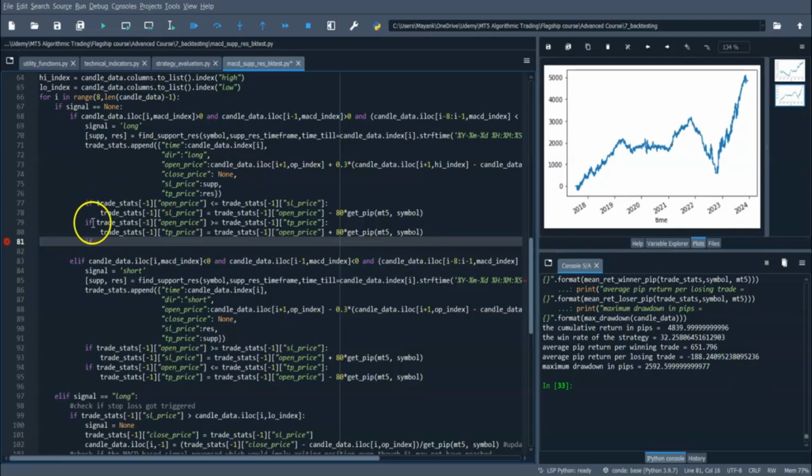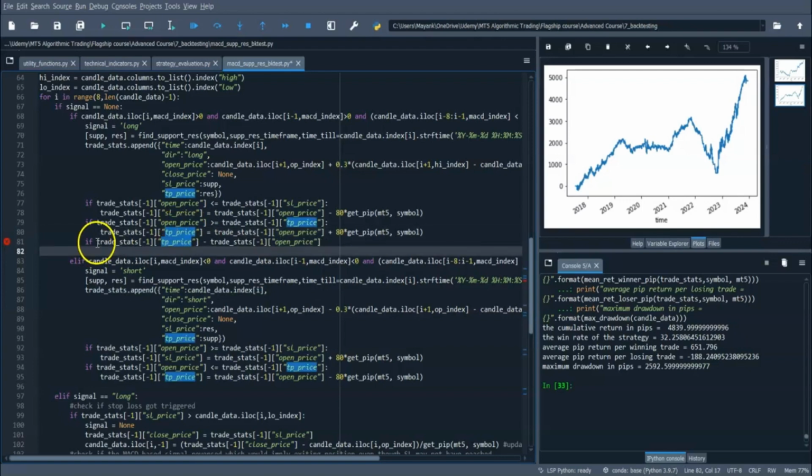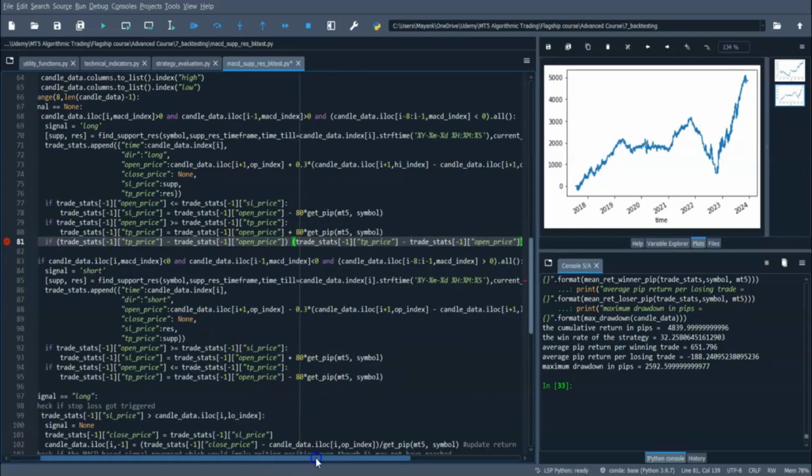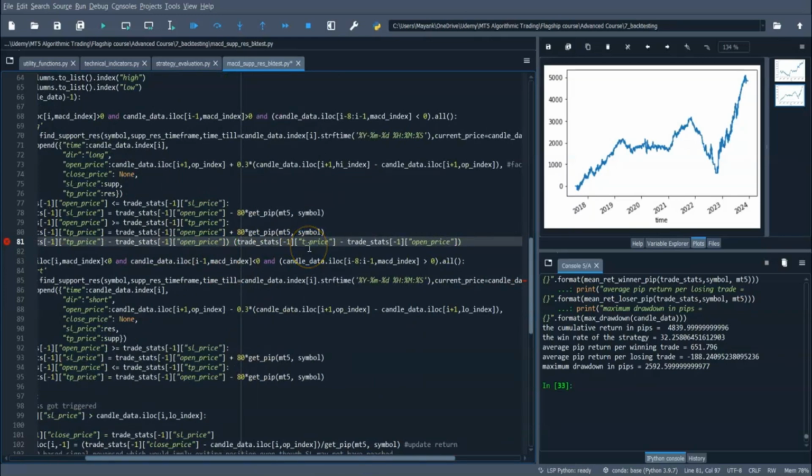So let me copy this: if the take profit price minus open price, okay, so let me make this TP price. So this is one value that you need to consider, and likewise on the right-hand side of the equation, we would have open price minus stop loss price. So this would be open price minus SL price.